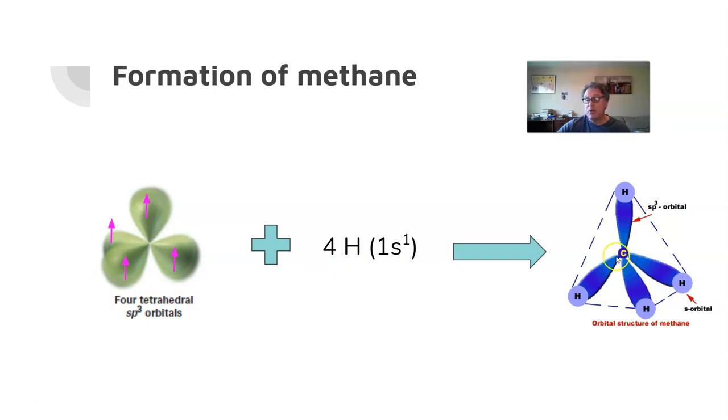Here's the orbital picture or structure of methane. Central carbon with 4 sp3 orbitals directed towards the corners of a tetrahedron, right? And 4 carbon-hydrogen bonds where the sp3 orbital is overlapping with the hydrogen 1s orbital, and an electron from both atoms is being shared. So this is how methane is formed.